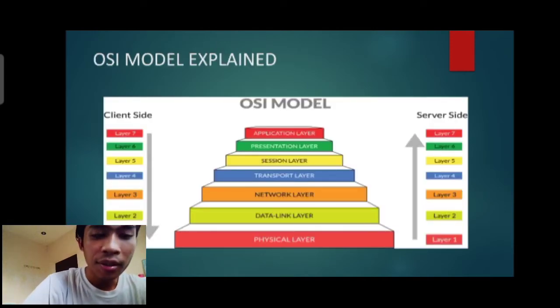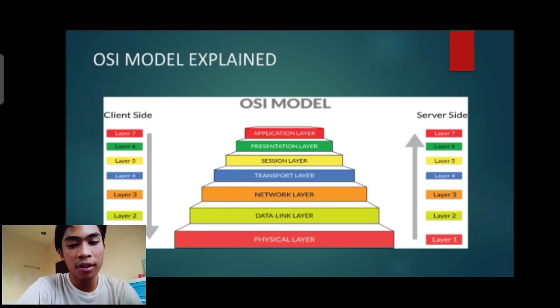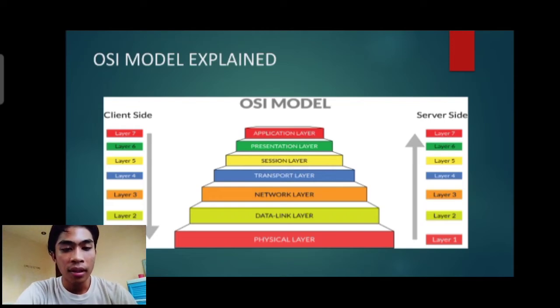So here we are. We already talked about what is TCP/IP, or Transmission Control Protocol and the Internet Protocol. Now we will talk about the OSI model, because TCP/IP and the OSI model are not very different from each other. They have similarities and they both play a major role in the internet world. Okay, so let's dive into it.